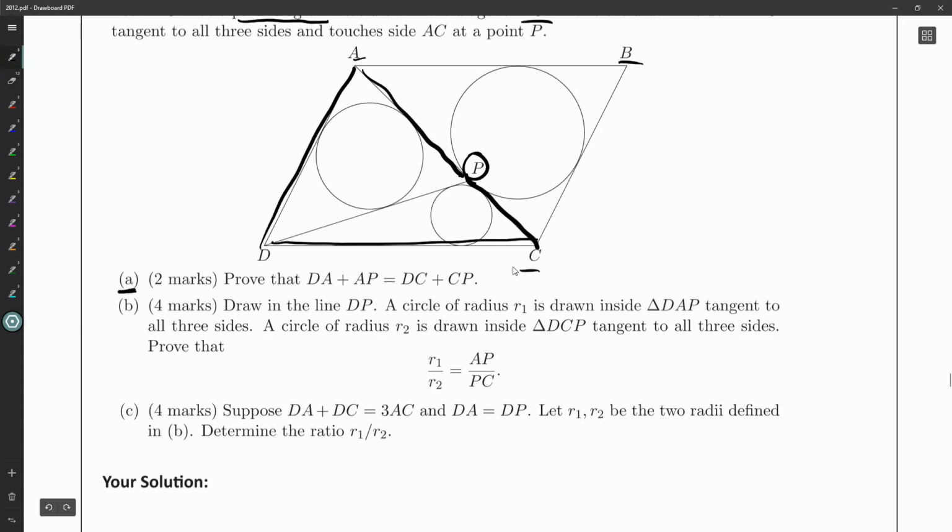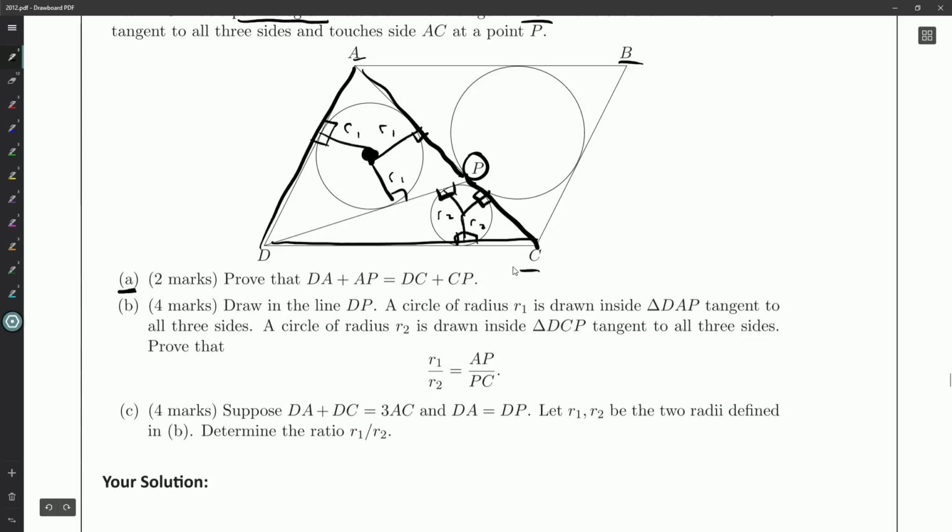Okay, there they've added DP. The circle of radius R1 is drawn inside DAP. Anytime we talk about circles tangent to all three sides, I immediately like drawing in radii from the center, and we're calling that length R1. A circle of radius R2 is drawn inside DCP, tangent to all three sides, so we'll draw those in. And remember that radii, when connected up to tangent points, make right angle triangles. So these are R2s. B part, we want to prove R1 over R2 is AP over PC.